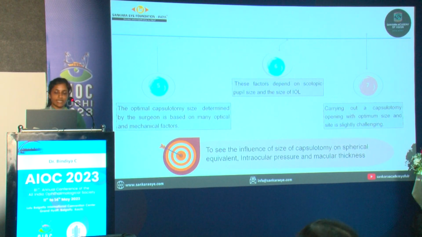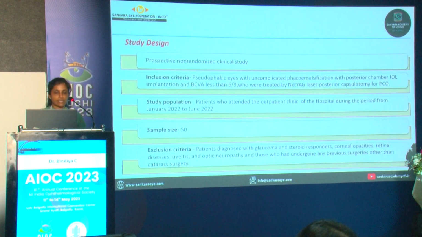The aim of the study is to see the influence of size of capsulotomy on spherical equivalent, IOP, and macular thickness. Coming to the material and methods, it's a prospective study. We included pseudophakic eyes with uncomplicated cataract surgery with PCIOL implantation and BCVA less than 6/9 who were treated by Nd:YAG laser posterior capsulotomy, and sample size was 50. We excluded patients diagnosed with glaucoma, steroid responders, corneal opacities, uveitis, retinal diseases, etc.